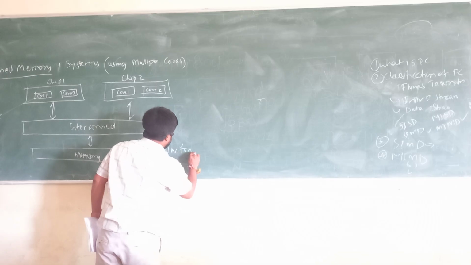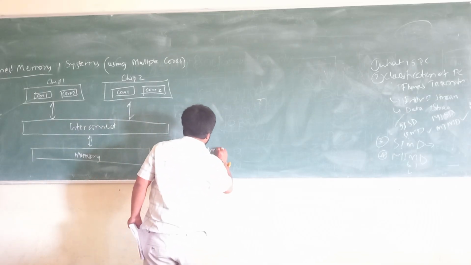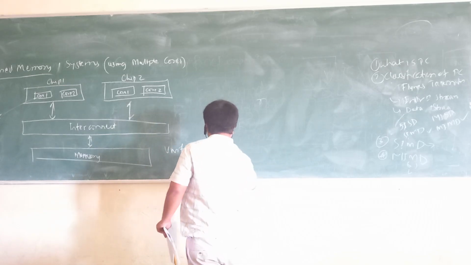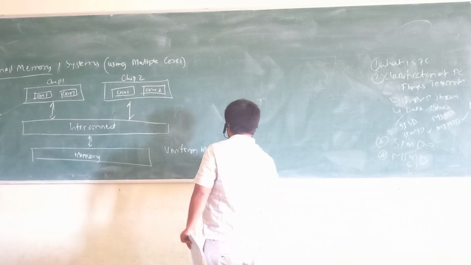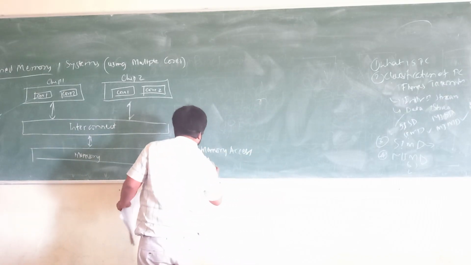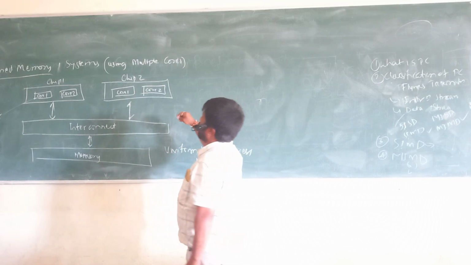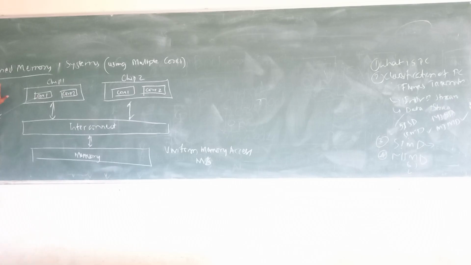This one is called the uniform memory access multi-core systems. As we are studying the multi-core system for the shared memory system.